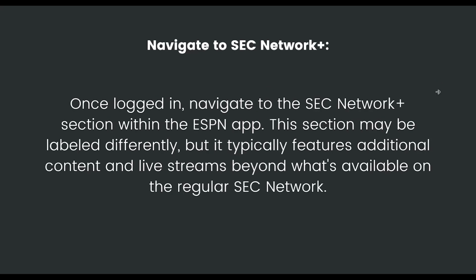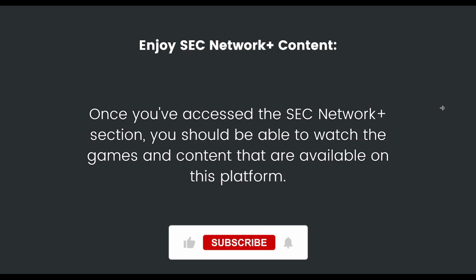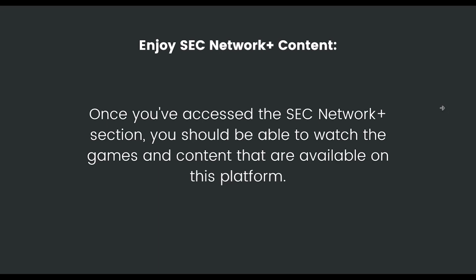After that, navigate to the SEC Network. Once logged in, navigate to the SEC Network Plus section within the ESPN app. This selection may be labeled differently, but it typically features additional content and live streaming beyond what's available on the regular SEC Network. Once you've done that, you have accessed the SEC Network Plus section. You should be able to watch the games and content that are available on the platform.